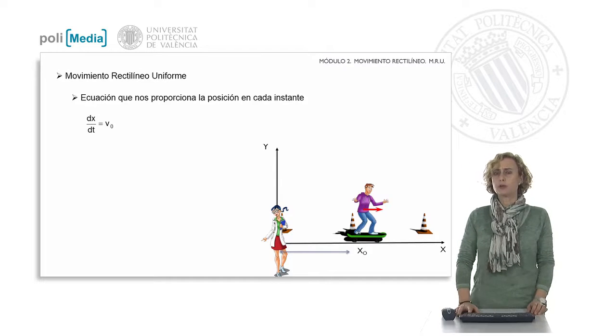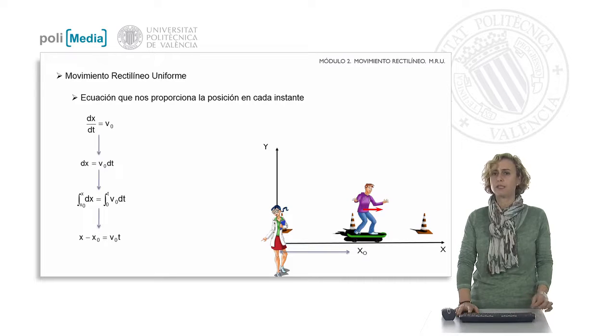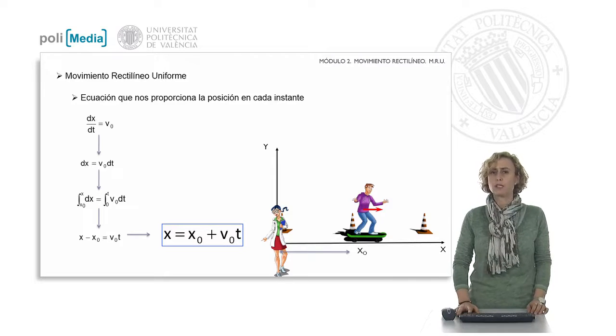Let's see the equation that gives us the position that J has at each instant. We start from the expression that appears on the screen, separate variables, and integrate between the instant 0 and any instant t, taking into account the values of the position at those two instants. By performing the integration, we obtain that the position is a function of time where x sub 0 and v sub 0 are the initial conditions.